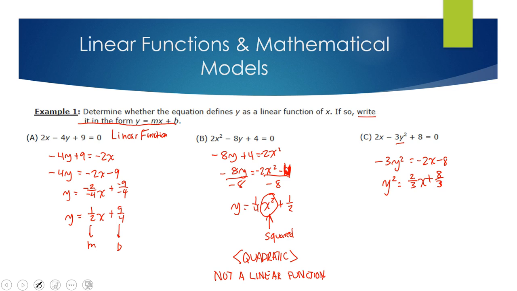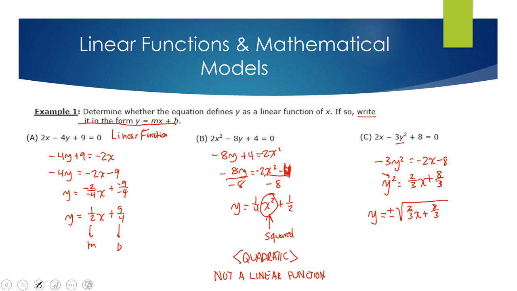Now this looks almost linear, except this is squared. If I go one step further, to get rid of a square I have to apply a square root. So if I square root the left-hand side, I just get y. On the right-hand side, since I'm treating y as the variable, I'm going to do a square root, and I also have to put a plus or minus symbol there.